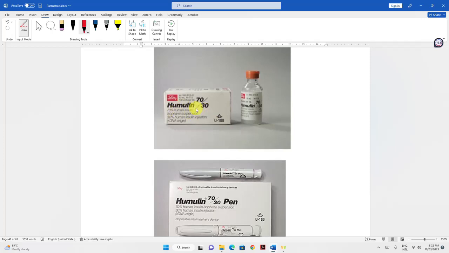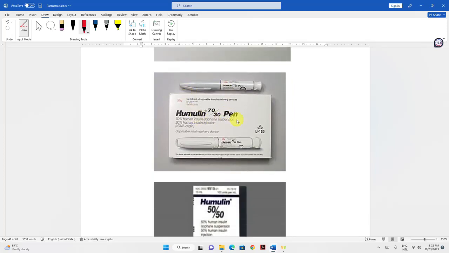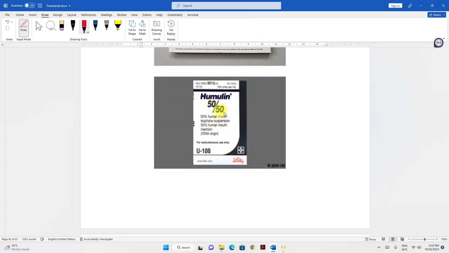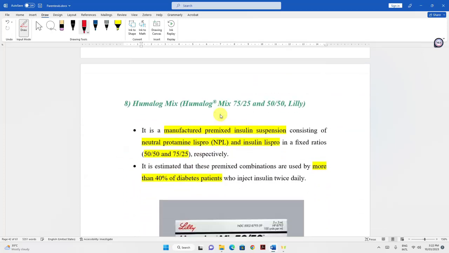Okay, you see here 70 humulene 70-30. The 70 is the intermediate and the 30 is regular. See here, this is a pen. And here we have 50-50: the intermediate 50 and short acting or regular 50%.